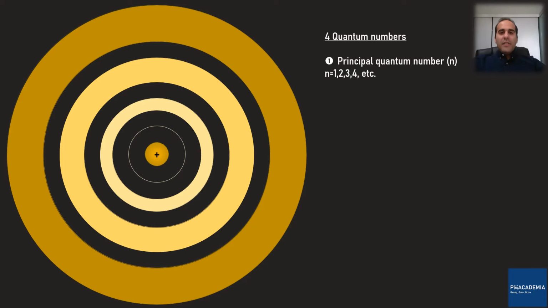The innermost energy level has a principal quantum number of 1, the second one 2, the third one 3, and the fourth one 4. The second quantum number is the angular momentum quantum number. This number is shown by the letter L. L can be any whole number. It starts from 0 and ends at n-1. We already know that n is the principal quantum number.